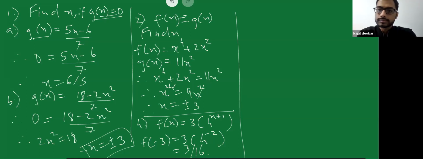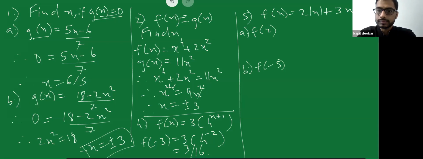Next. f of x is given as 2 into mod of x plus 3x. I have to find the value of f of 2 and the value of f of minus 5. So f of 2, instead of x, just write 2. So this will be 2 mod of 2 plus 3 into 2. So 2 into mod of 2. What is mod 2? 2. So 2 times 2 is 4 plus 3 times 2 is 6. 4 plus 6, 10.